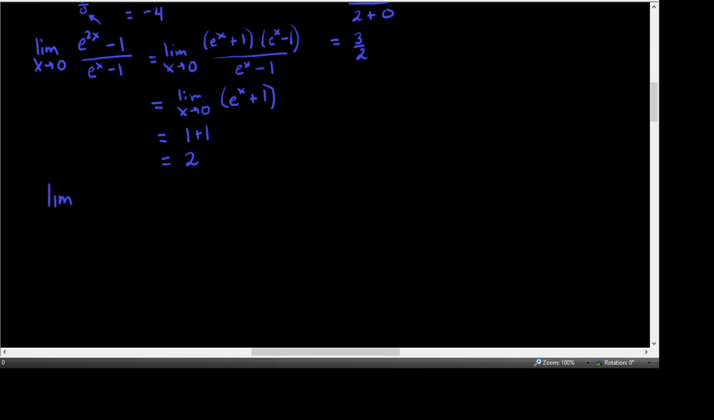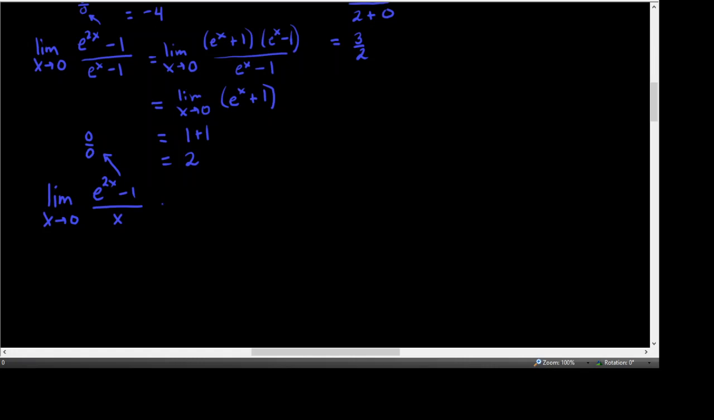The limit as x approaches 0 of e to the 2x minus 1 over x. And of course, e to the 0 is 1, 1 minus 1 is 0 over 0. And there's no canceling here because there's no factoring that would lead to a common factor that we could cancel something.